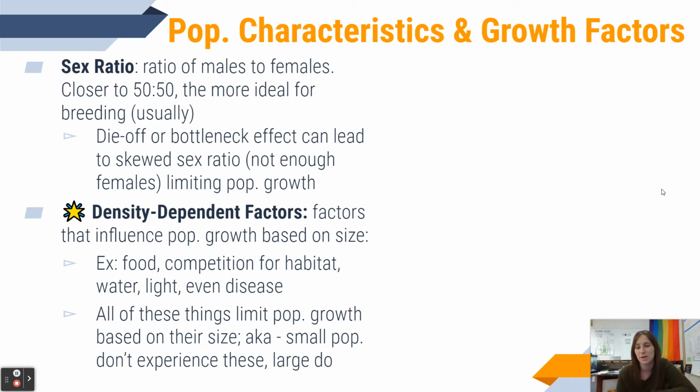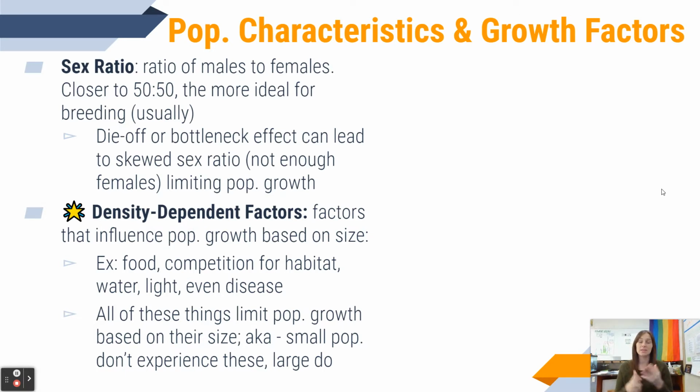I will ask you this on tests because it's important. So the first is going to be density-dependent factors. These are factors that influence the population growth based on the size of that population. For example, food, competition for habitat, water, light, even disease. When we're looking at resources, the more organisms you have, the fewer resources there are. And so it's density dependent because it depends on the population for how much of those resources are available.